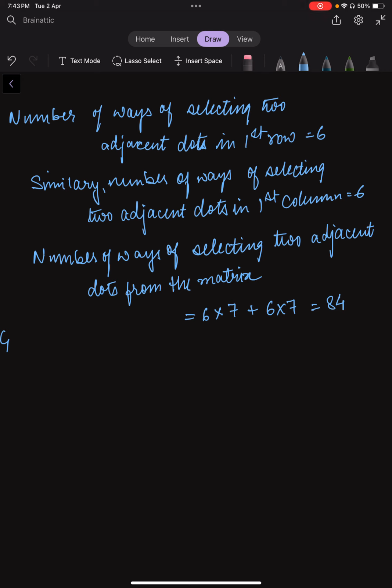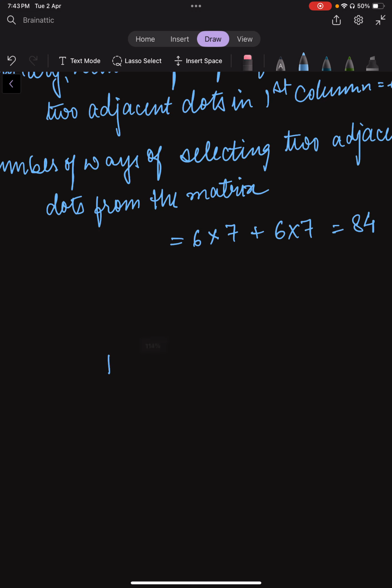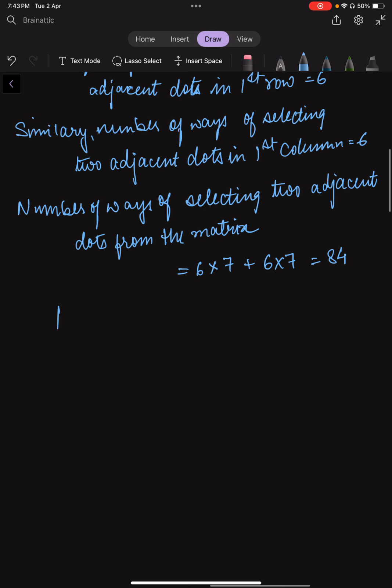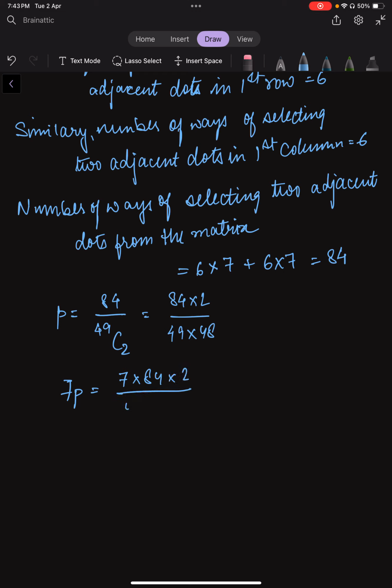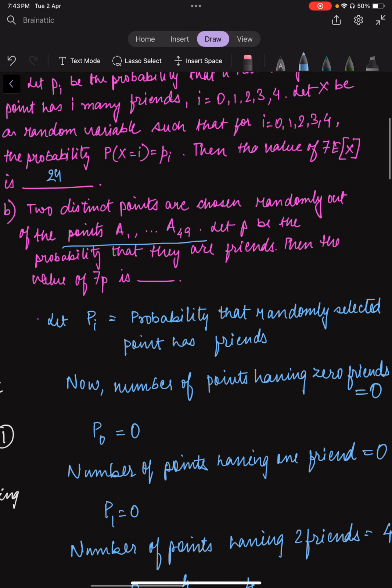So we have 7 rows, and selecting from each row we have 6 ways. Similarly, we have 7 columns, and selecting from each column we found out to be 6. So 6 cross 7 plus 6 cross 7. So finally, the probability P can be written as 84 by 49C2, which is 84 into 2 by 49 into 48. And finally, we are asked to find 7P, which is equal to 784 into 2 by 49 into 48. So we are left with 1 by 2, which is equal to 0.5. So we have our solution to the final question, 0.5.